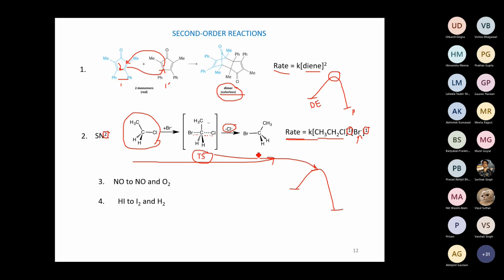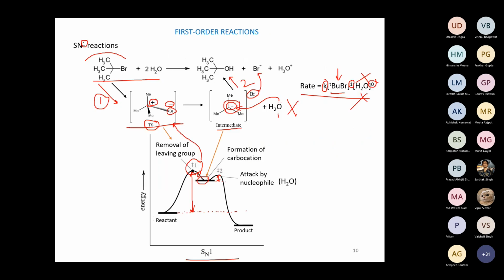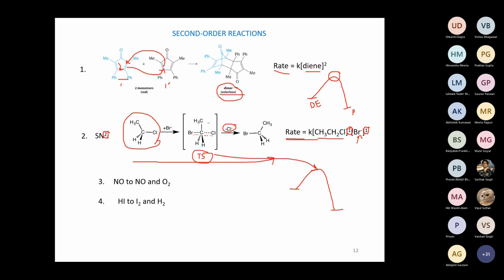Compared to that, if it is an SN1 reaction, it is a two-step reaction, right? Here, if it were SN1, then water should be involved in the transition state. But water is zero order in SN1 type reactions. That also indicates that it is a two-step reaction, and the first step is rate determining. But in SN2 type reactions, it is telling us that it is likely a single step reaction, and in the transition state both starting materials are involved.